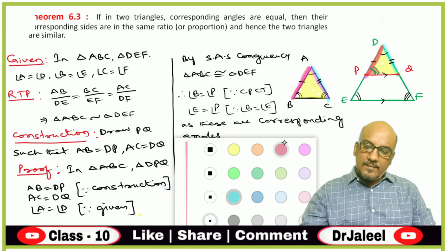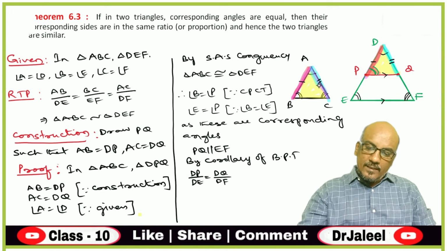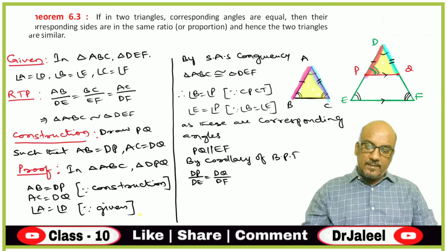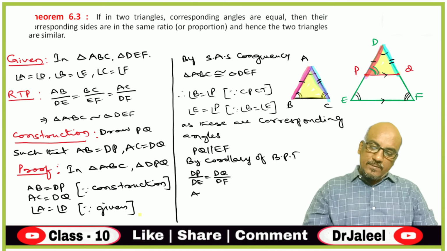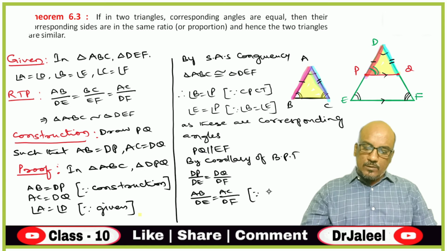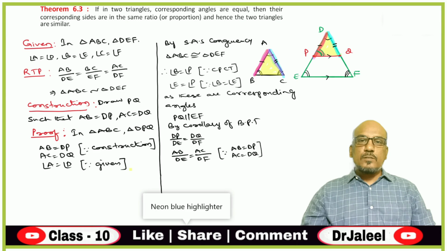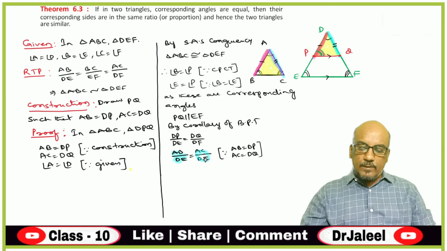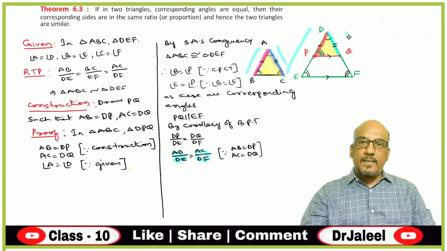DQ is equal to what then? This DQ is equal to AC. So we can even replace that. Let us replace. DP can be replaced with AB and DQ can be replaced with AC, AC by DF. Hope you have understood till this. You can mention the reason also, that AB is equal to DP and AC is equal to DQ. So children, we have proved that AB by DE is equal to AC by DF.